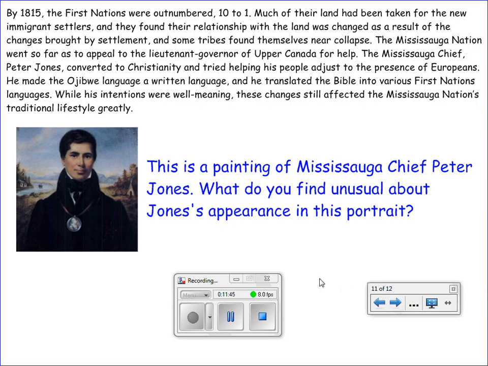And here's a painting of Mississauga Chief Peter Jones. Take a close look at this picture and think about it. What is it that's unusual about Jones's appearance in this portrait? And of course, we'll talk about this in tomorrow's class.